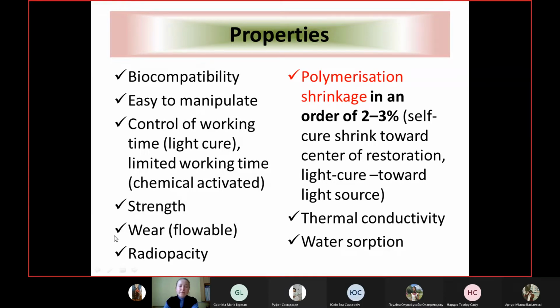So flowable resin composites are subjected to wear, but other resin composites are strong enough to stand different occlusal forces, and they are X-ray contrast. They have a good thermal conductivity and water absorption. So these are the properties of resin composites, and one of the most important property is polymerization shrinkage, and actually that's why I'm talking about it constantly.